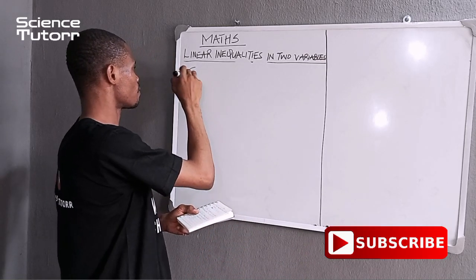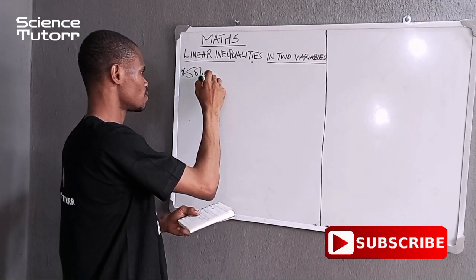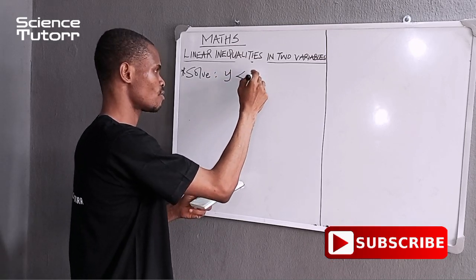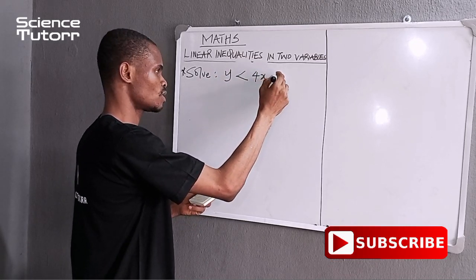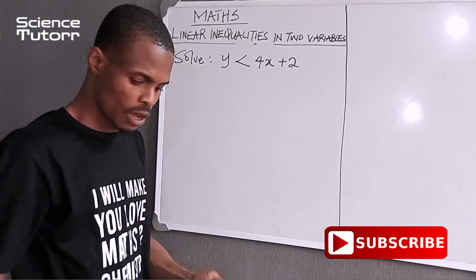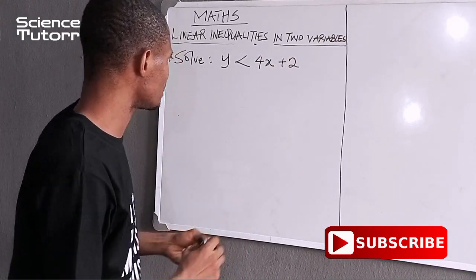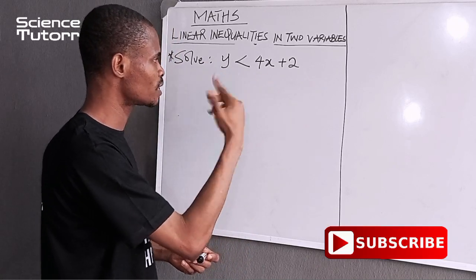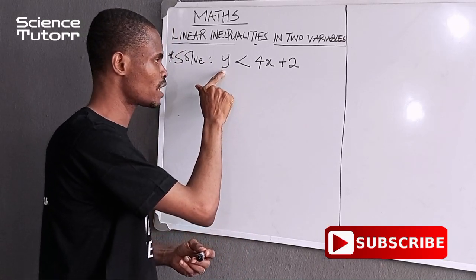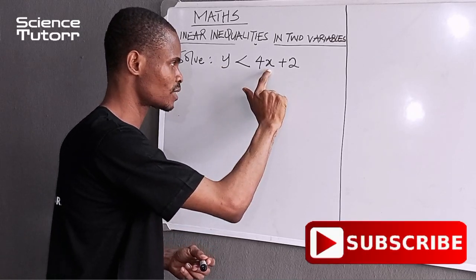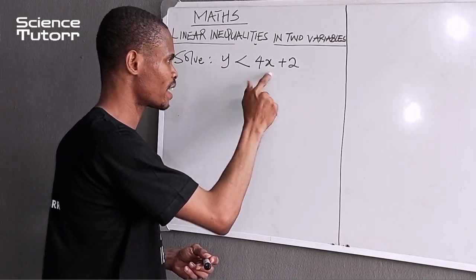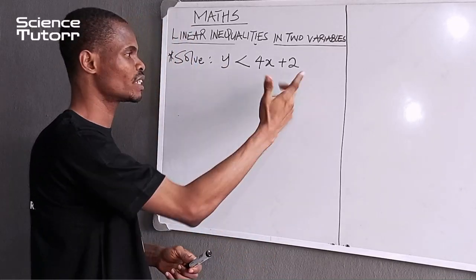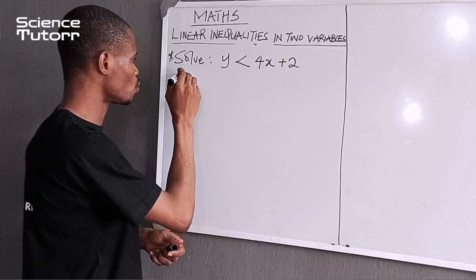Let's assume we're told to solve y is less than 4x plus 2. Now, an example like this is a two-variable linear inequality. How? We have variable y and variable x. So x and y represent two variables. And how do we solve such an inequality? Solution.